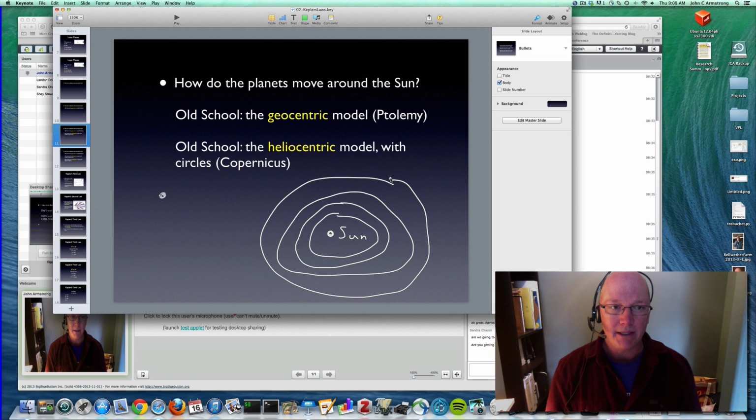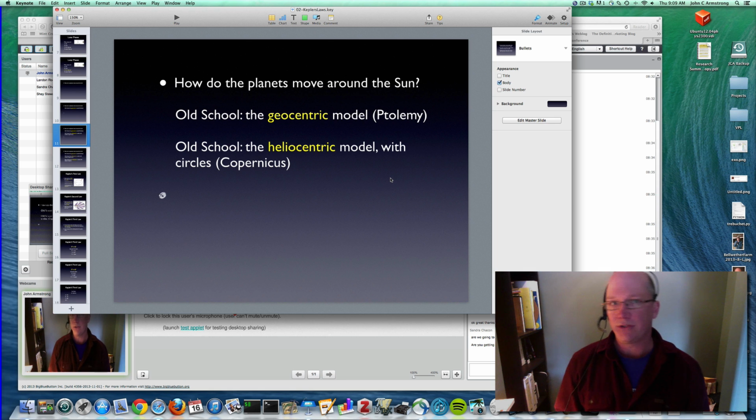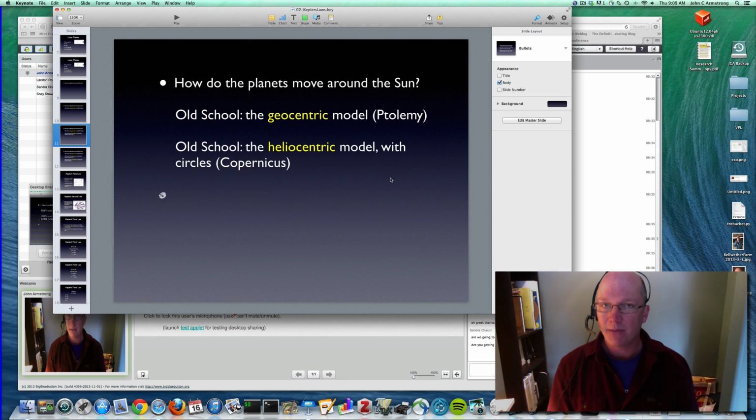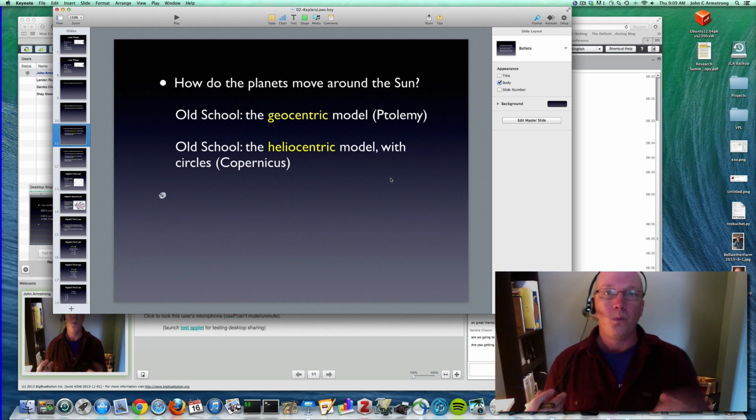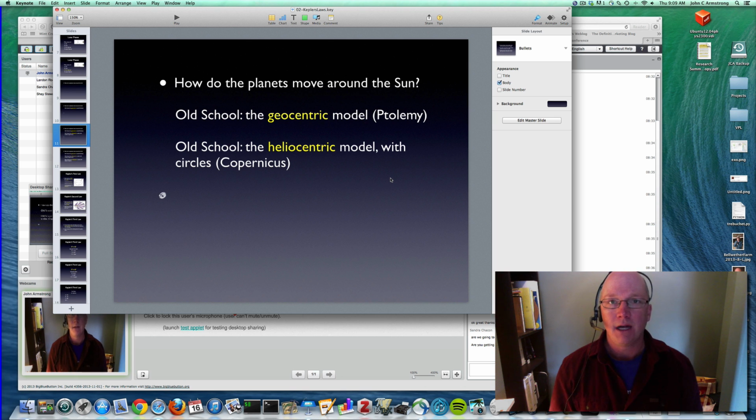The only problem with this is that Copernicus thought these were perfect circles, and these perfect circles didn't match the data of the planetary motion any better than this complicated geocentric model from Ptolemy. And so they had this problem where they had these two competing models that didn't match the data. You couldn't tell from the data which one was correct, right? So the data wasn't able to distinguish between these two models.